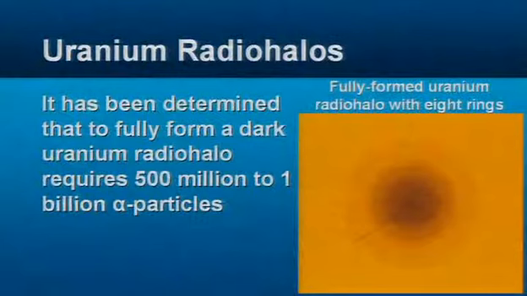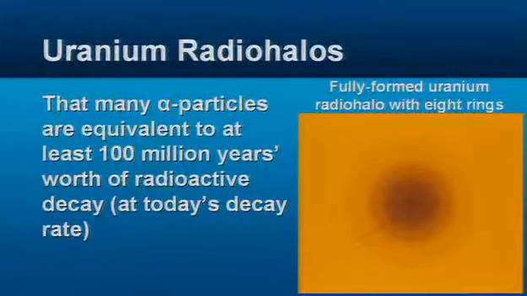It has been determined that to fully form a dark uranium radio halo like the one that you see there on the screen requires 500 million to a billion alpha particles. So you have to have that many bullets being shot out into the biotite crystal to produce enough darkened, damaged areas and those rings for it to be visible under a microscope. So when you see one where the rings are blurred, you know you've had even more alpha particles than that. And 500 million to a billion alpha particles is equivalent to 100 million years worth of radioactive decay at the rate we measure today.